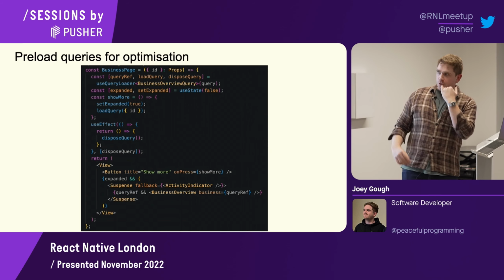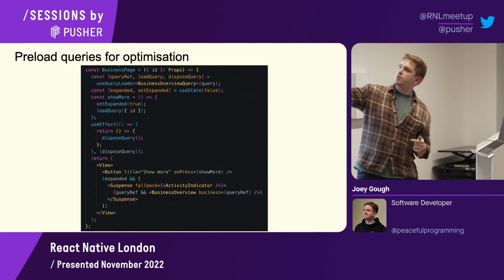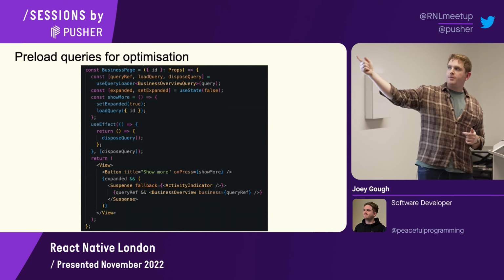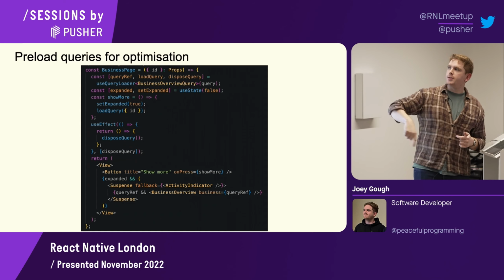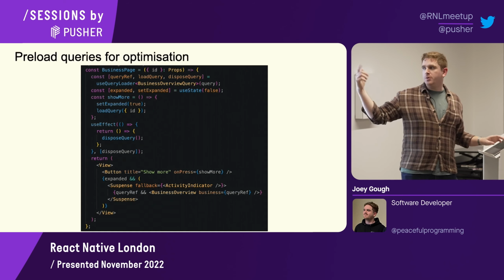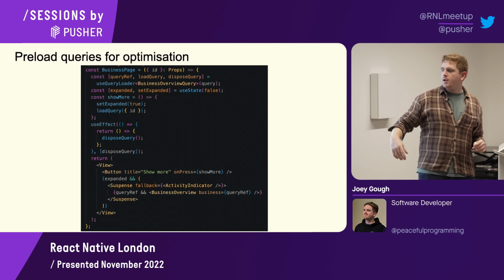So I'm going to jump back and forth between slides a bit here. You use this query loader, and it gives you three things. It's a query ref, which is like a pointer to your query, and when there is data, that points to your data. This load query function, and dispose query. So this useEffect, just on unmount, disposes of the query.